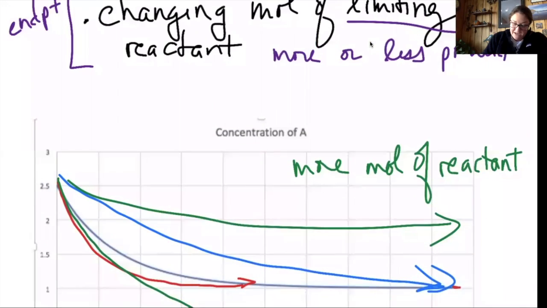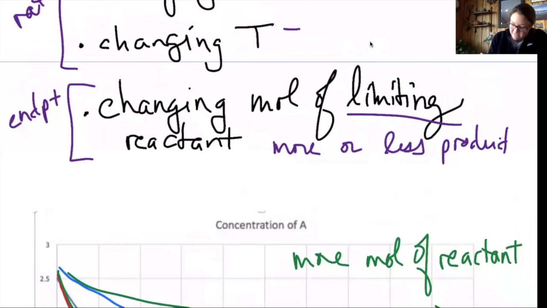So when I change the moles, with more or less product, I'm going to have an increase in the change in Y or a decrease in the overall change in Y.